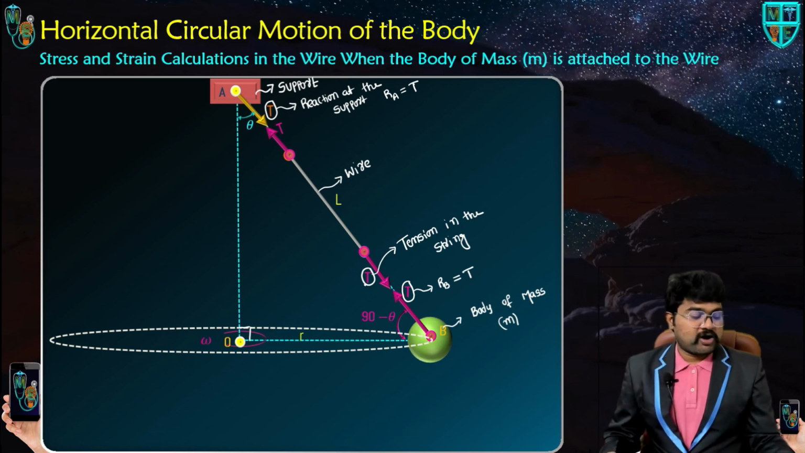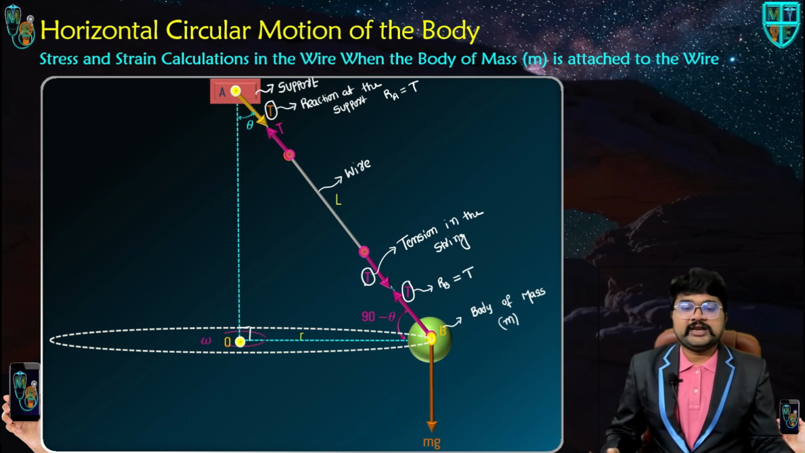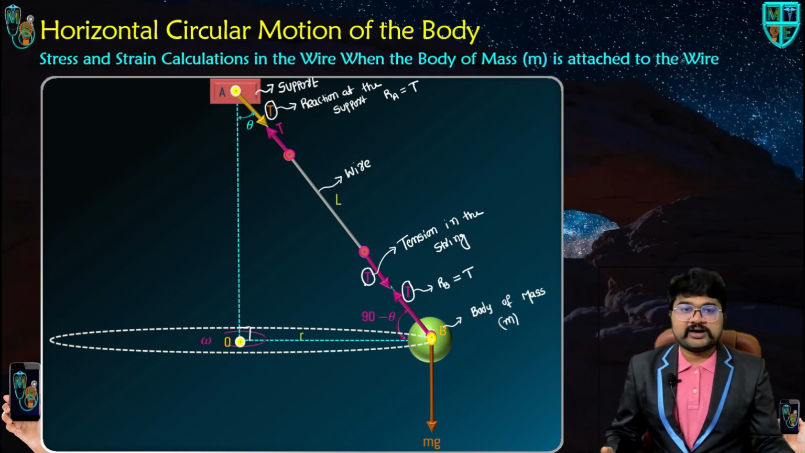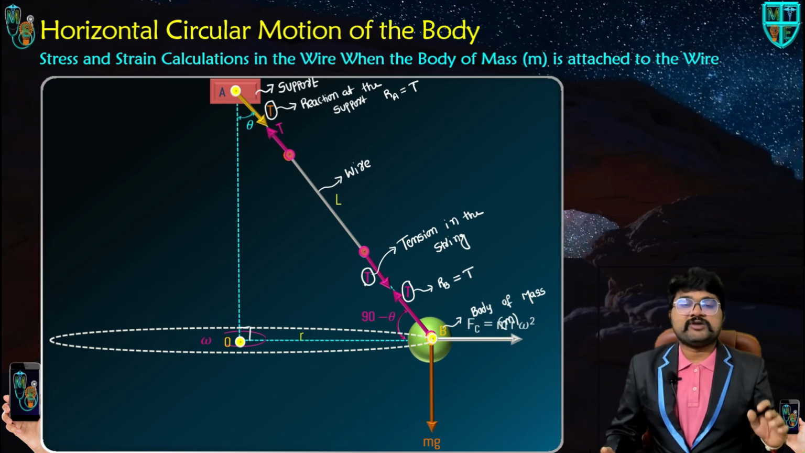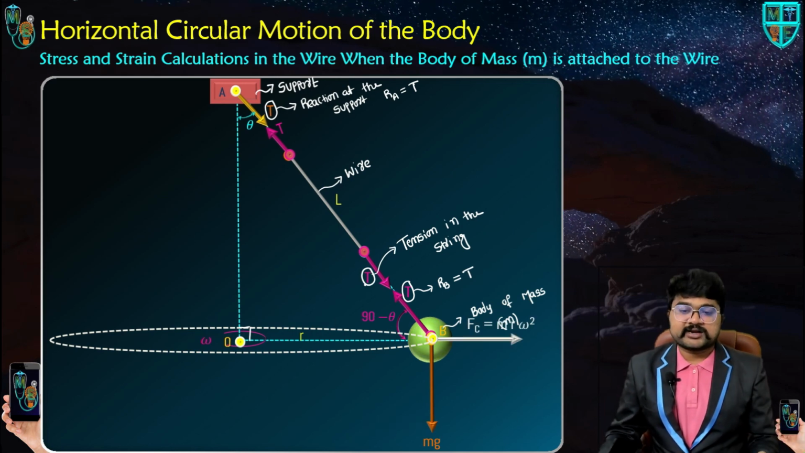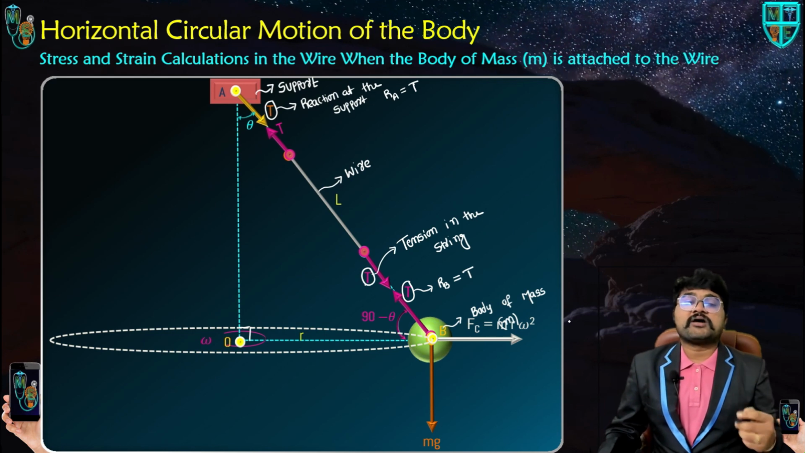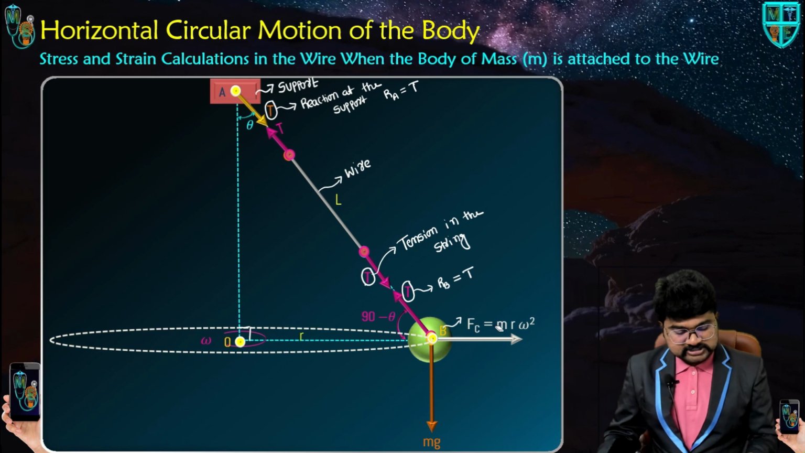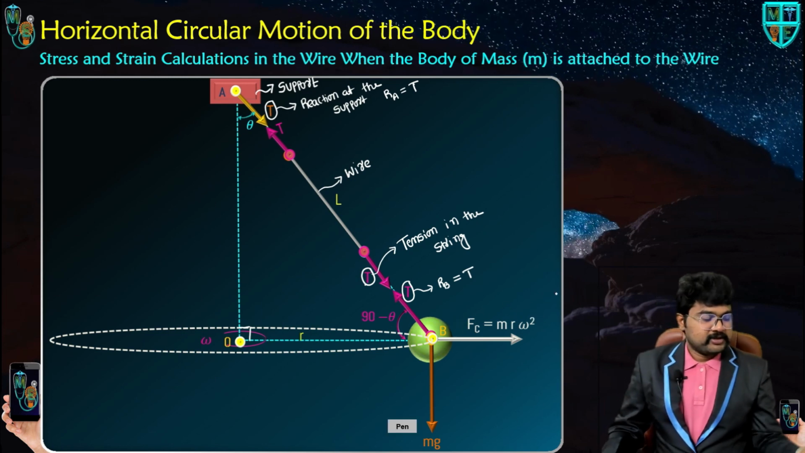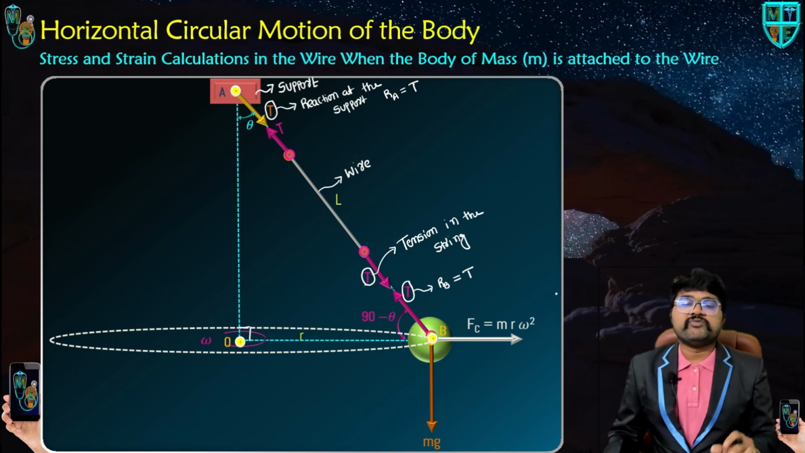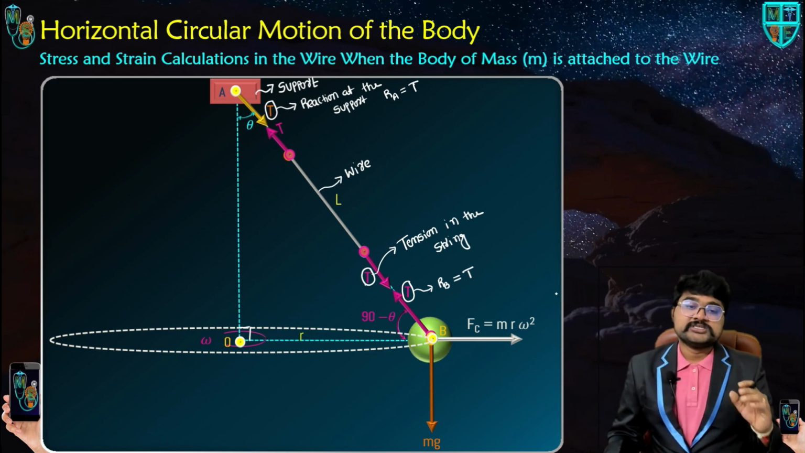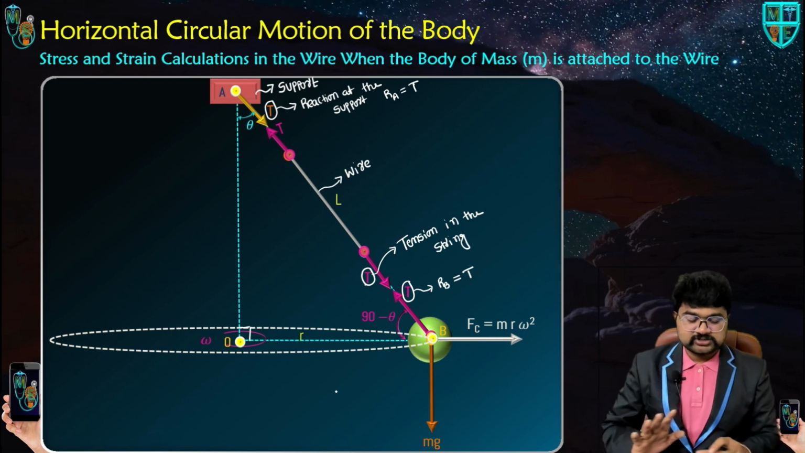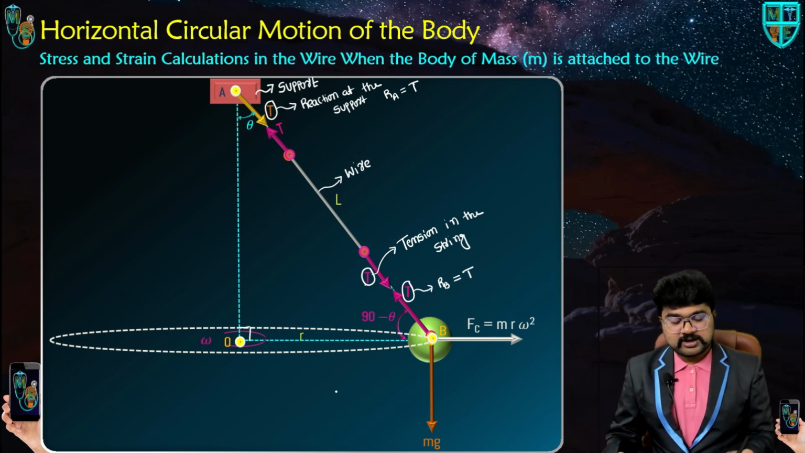Next, weight always acts in the vertically downward direction. Weight of the body always acts vertically downward. Next, centrifugal force always acts away from the center of rotation of the body. Centrifugal force, this is mass of the body M. This is the body. Understood? So this is the free body diagram for the body.